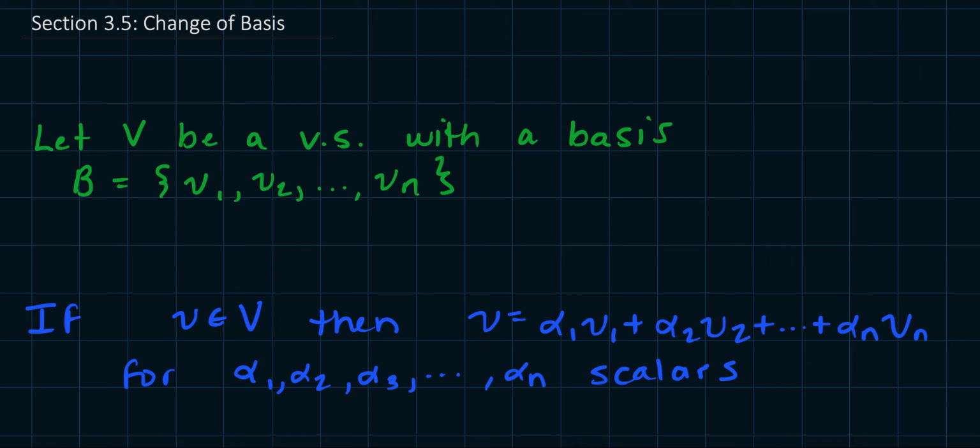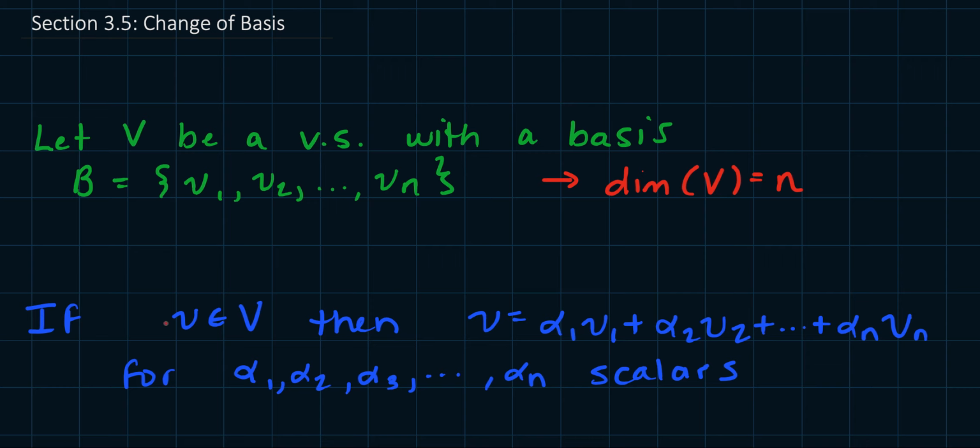Hello everyone. Today we're going to work on section 3.5, change of basis. So let V be a vector space, and let's say it has this basis, v1, v2, all the way to vn. So that tells us that the dimension of V is equal to n, because we have n vectors in the basis.